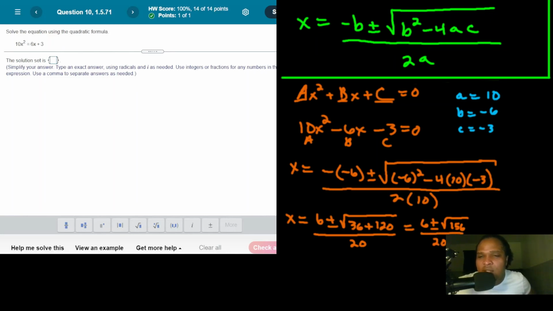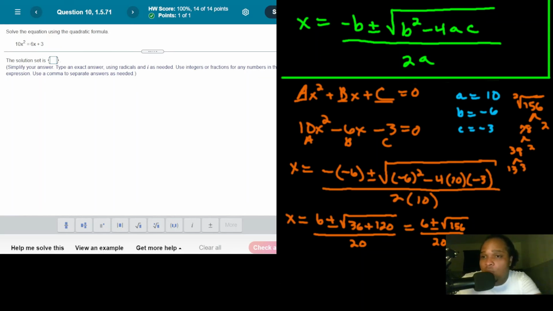So let's go ahead and see if we can break down 156. Very simply, this is a square root, so make sure you put a 2 here. We can divide this by 2, right? We get 78. We can divide 78 by 2, you get 39. 39 can be broken down into 3 times 13. And you know what? Let's do it. Why not?